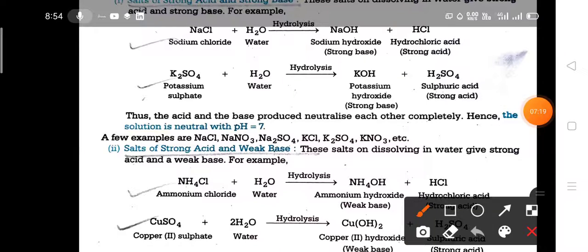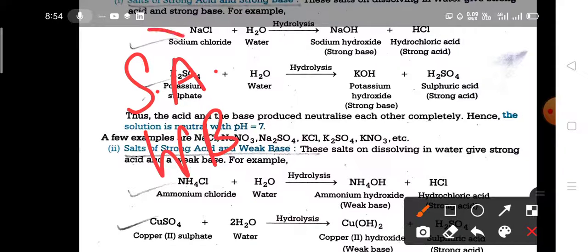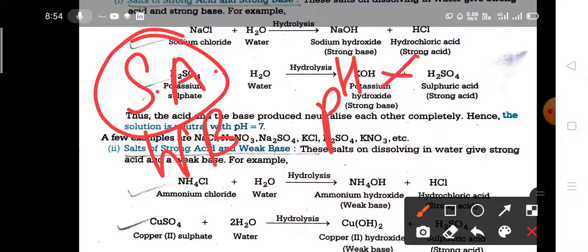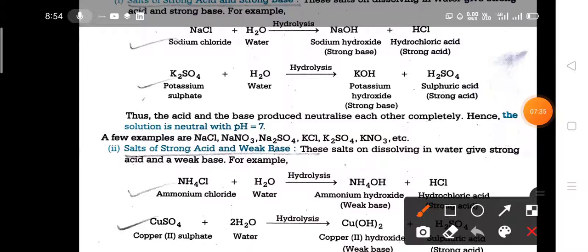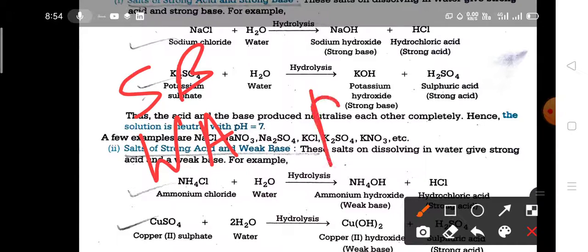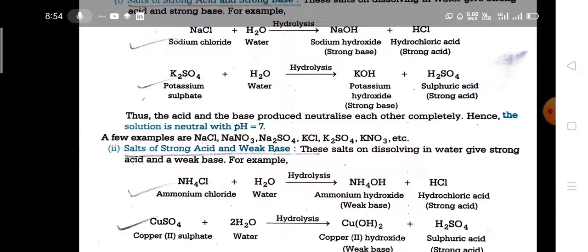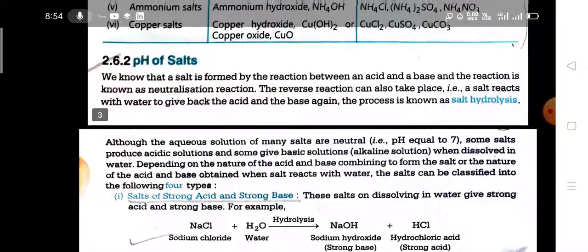Then the next condition is strong acid and weak base. In this condition, because of the strong acid, pH is less than 7. And the next condition is when the base is a strong base and the acid is weak. In this condition, pH will be greater than 7. So this was the pH of salts.